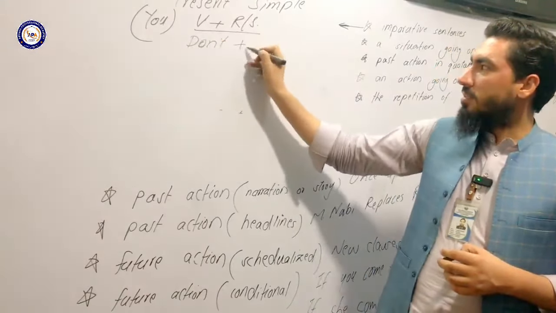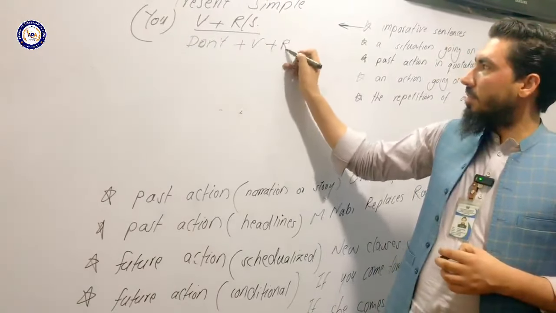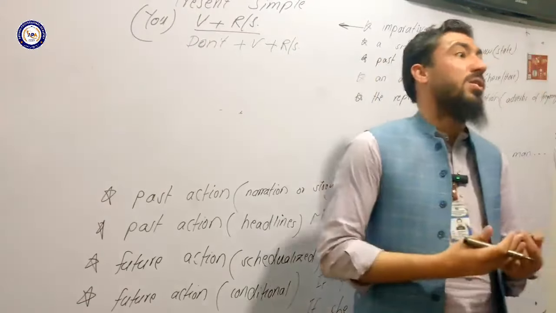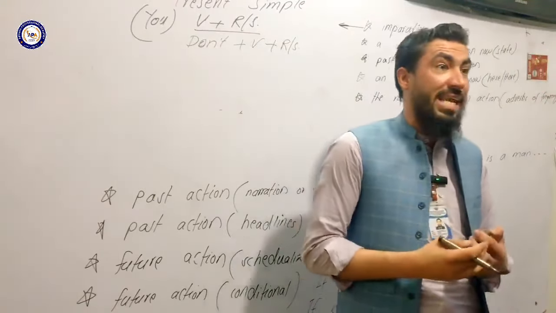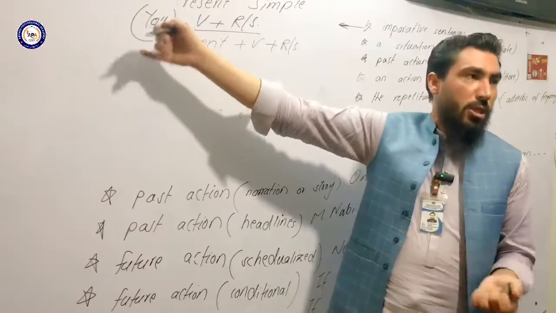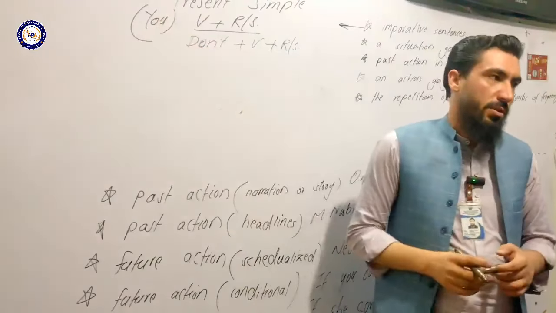Or do not, then the verb and the rest of the sentence. Don't come. Doesn't is impossible in imperative sentences. The reason is, in imperative sentences, there is only one subject, and that is you. And with you, doesn't is impossible to be used.